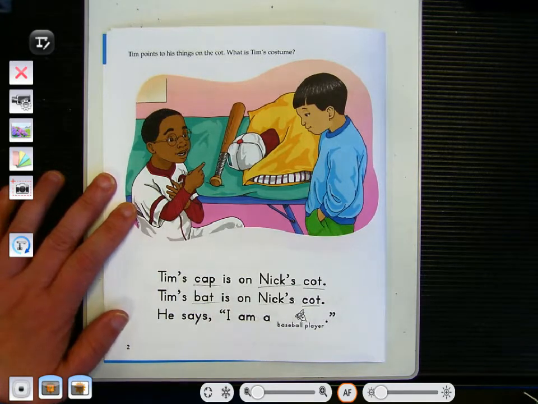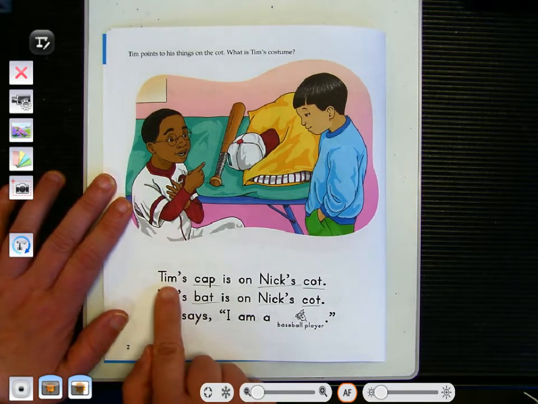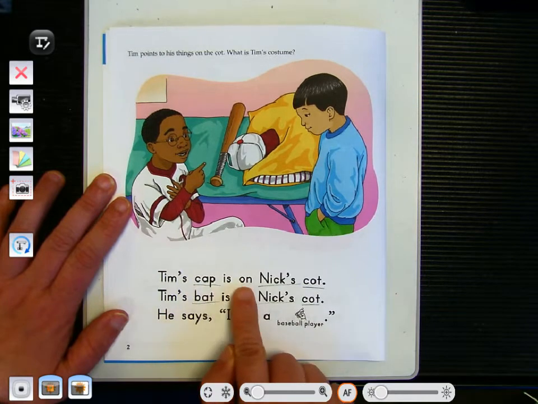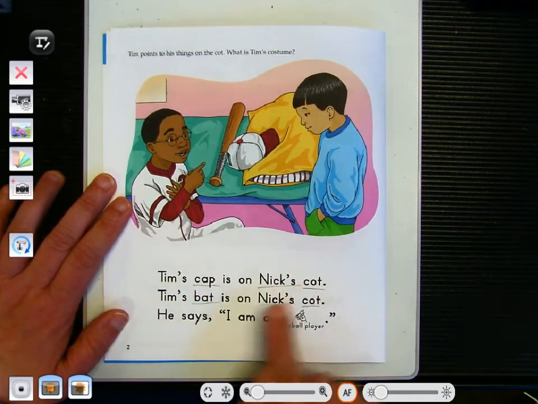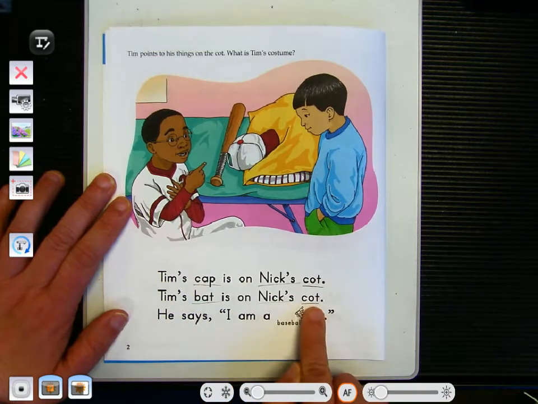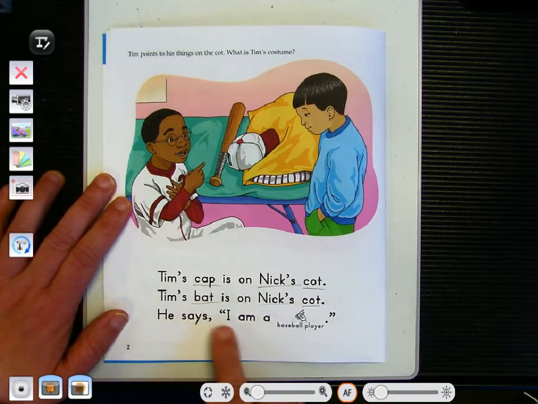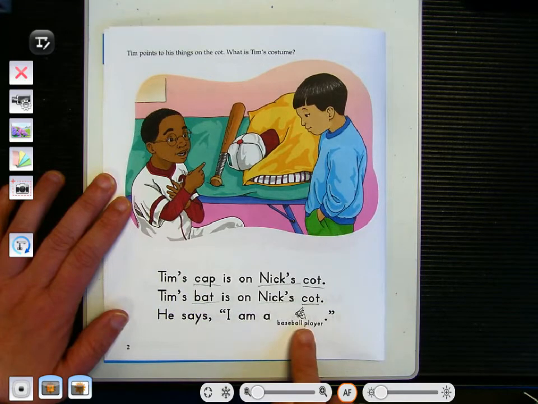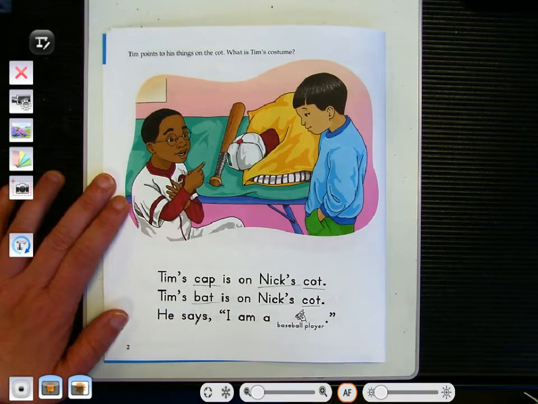All right, let's read this page fluently. Tim's cap is on Nick's cot. Tim's bat is on Nick's cot. He says, I am a baseball player. Your turn.